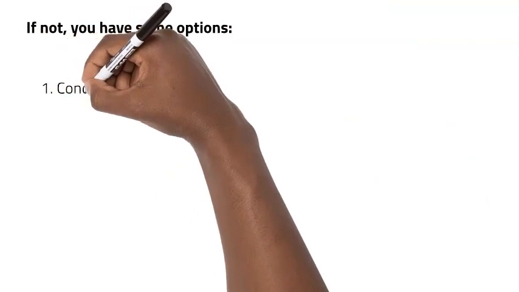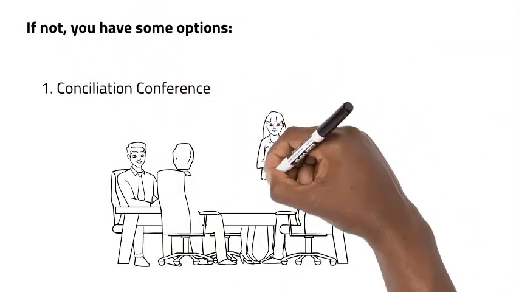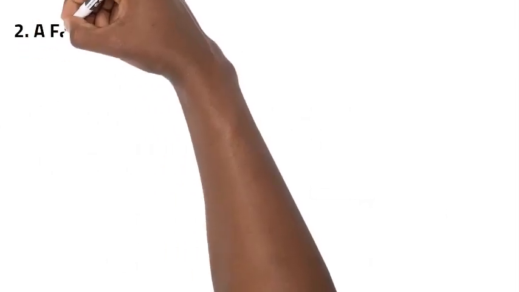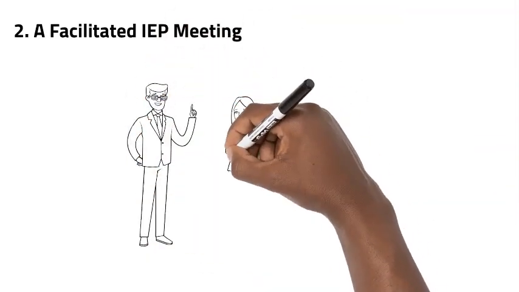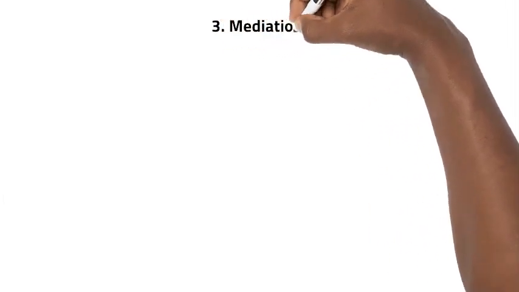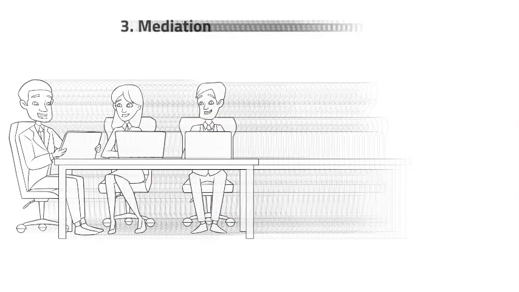Conciliation conference. This is usually the first step where the IEP team tries to resolve differences before proceeding. A facilitated IEP team meeting. A third party, often from the State Department of Education, leads the meeting to assist in resolution. Mediation. A neutral third party is brought in to help resolve the dispute.